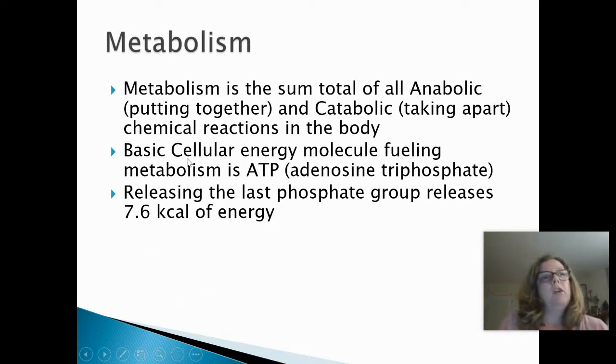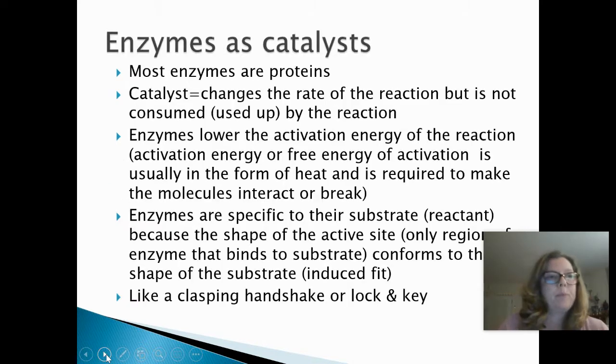By the way, the cellular energy molecule fueling metabolism is ATP. We'll get into that a little bit later on. But the last phosphate group in ATP releases 7.6 to 7.8 kcals of energy, depending on which textbook you're reading.